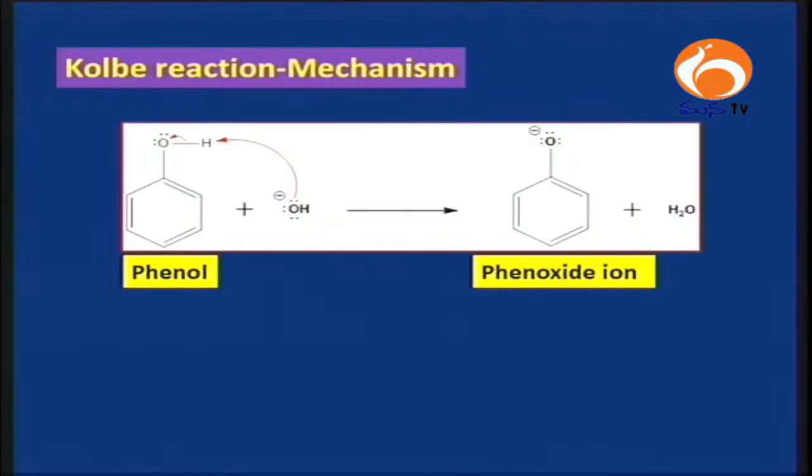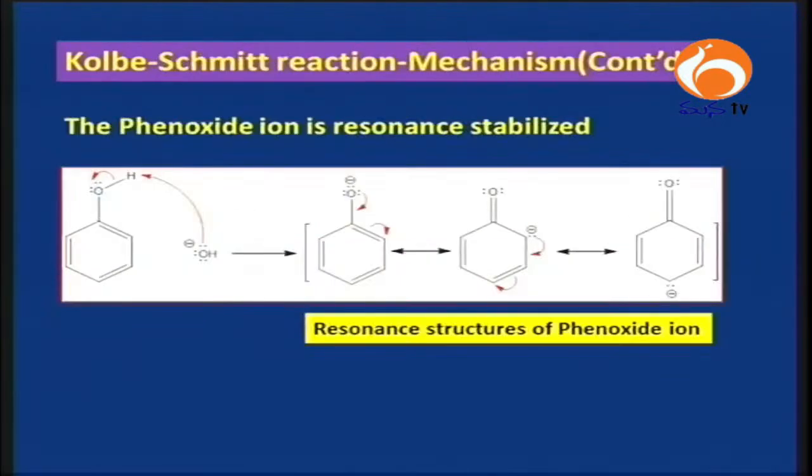Already we have discussed that compared to phenol, phenoxide readily undergoes electrophilic aromatic substitution reaction. It is a highly reactive aromatic system. And this phenoxide ion is resonance stabilized. These are the different resonance structures of the phenoxide ion. Therefore, phenoxide ion is a stable ion.